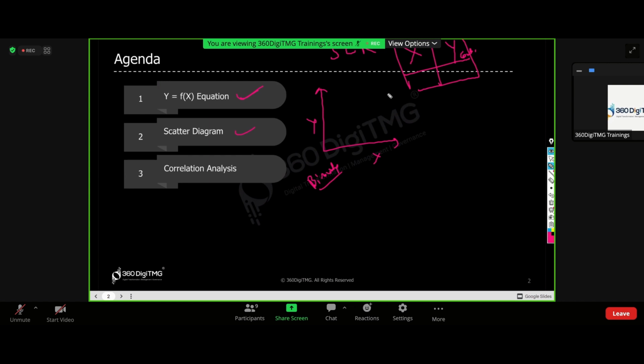Scatter diagram, correlation analysis: whether they are correlated or uncorrelated. And this is the equation: y is equal to a function of x, or you can write it as beta naught plus beta 1 into x. Or since we have only x and y, I will say beta into x. There is no x1, x2, x3. So this is a simple equation when it comes to simple linear regression.